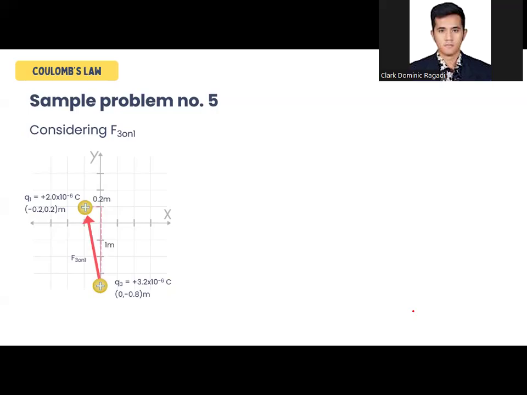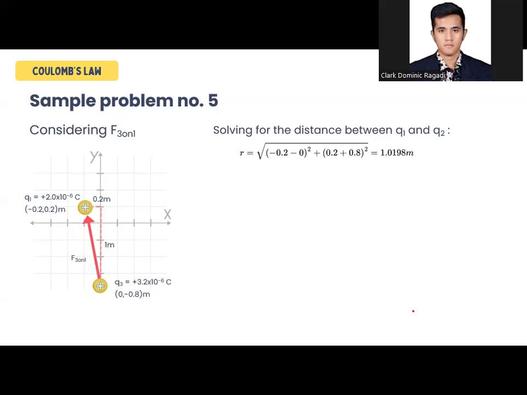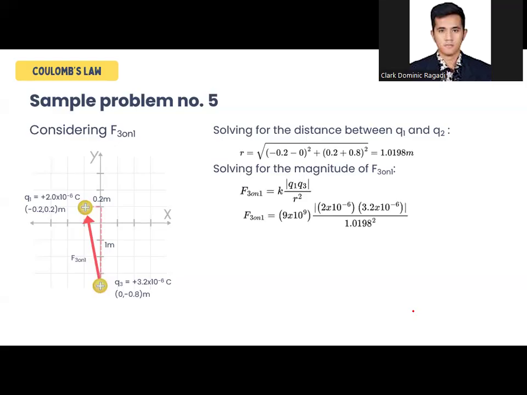Let's solve for the distance R to continue with Coulomb's law. The x component of the distance is 0.2, while the y component is 1. You can use the Pythagorean theorem, and you can also use the distance formula. For this example, I have used the distance formula. That would result to 1.0198 meters. Solving for the magnitude of F3 on 1, we have Coulomb's law, then plug in the values, and that would give you 55.39 times 10 to the power of negative 3 newtons.